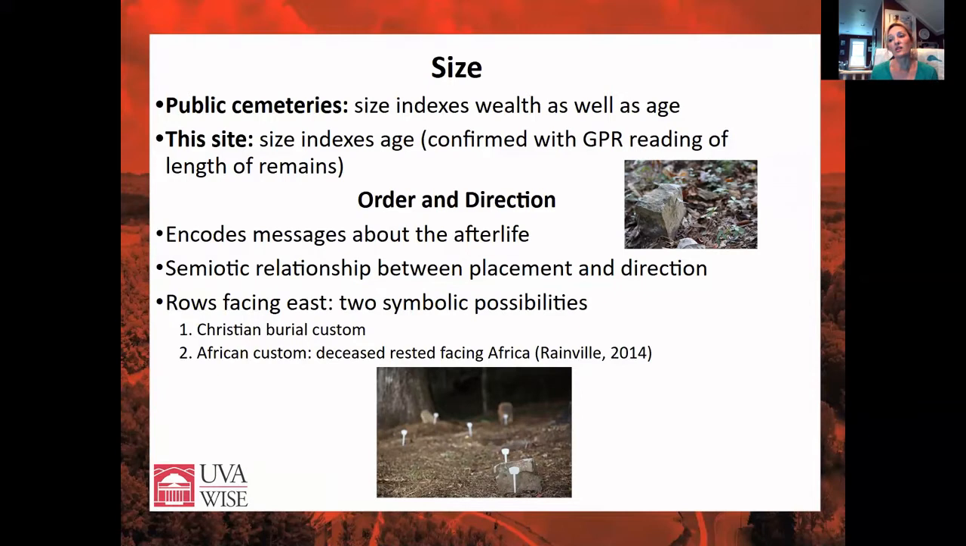So thinking about the semiotic relationship between placement and direction, the stones become signs indexing burial sites in rows facing east. And that's further confirmed by smaller footstones marking the end of the grave. This eastward direction suggests two symbolic possibilities. The first is that of a Christian burial custom, as bodies are buried facing the direction of the rising sun, where Christians believe Christ will return to reclaim his people. The second meaning for enslaved communities was that the deceased rested facing Africa.